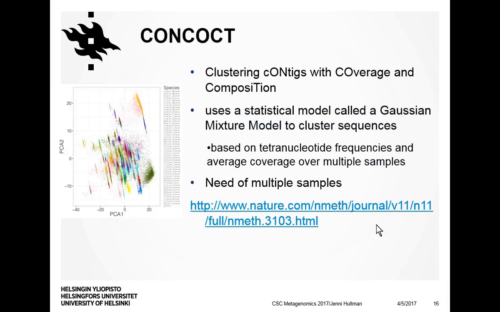And then there's also a tool called CONCOCT, which is clustering contigs with coverage and composition. And it uses a bit more sophisticated method to get the bins. So it's also based on tetranucleotide frequency and average coverage, but then it's also using statistical tools to really get the nice bins, which are marked here in different colors. And it also needs multiple samples to work.